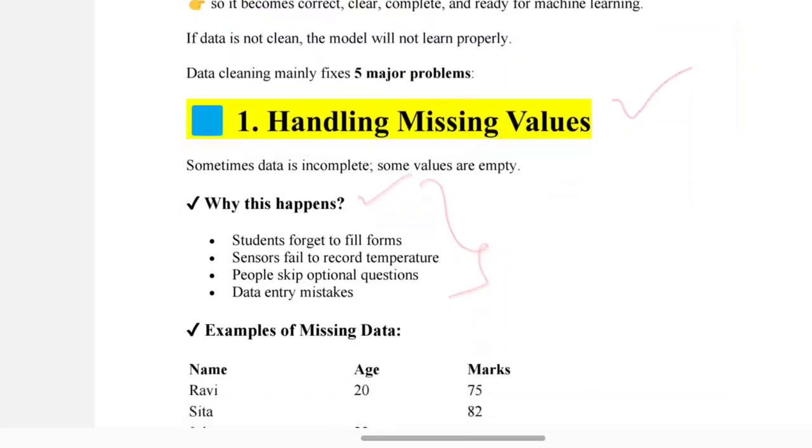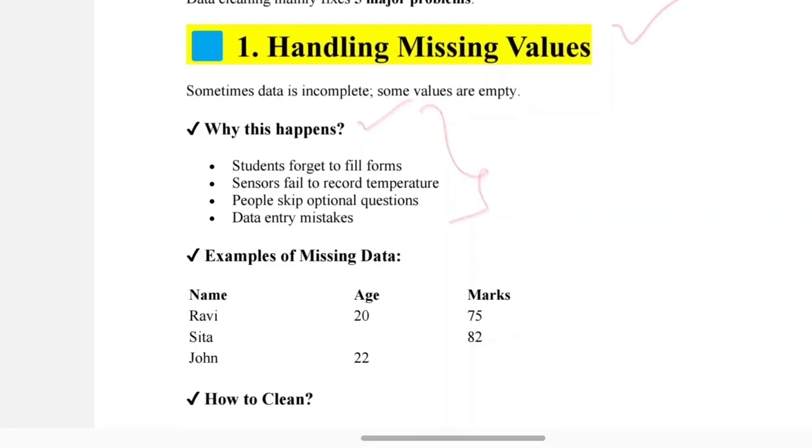I have given one example here. If you look into this example, for the first entry, the data is very clear. But for the second entry, age is missing. Sita's age is missing. In the third entry, John's marks are missing. This we call missing values.